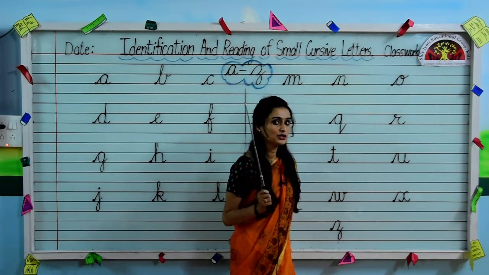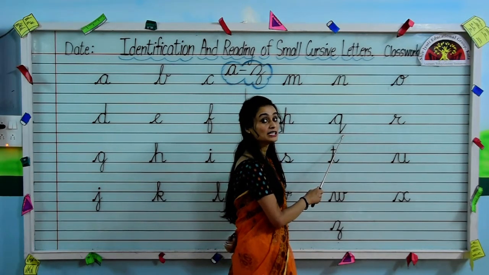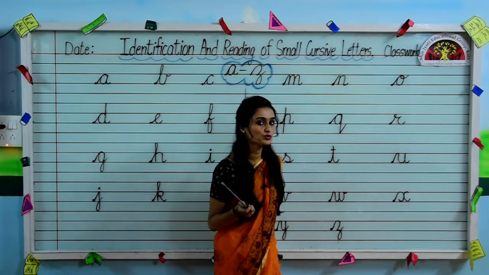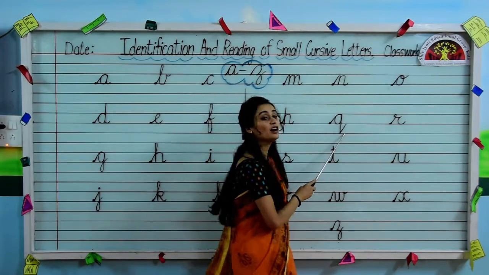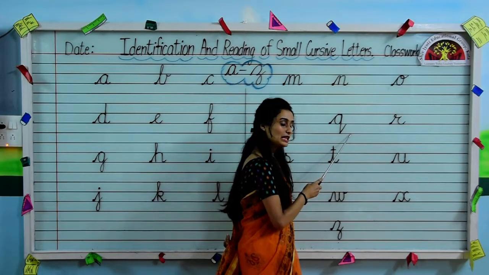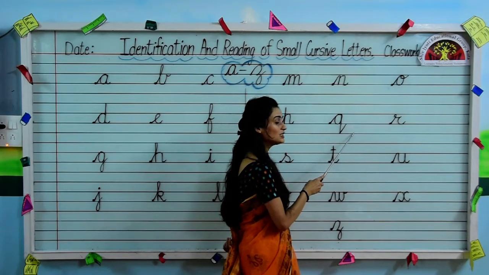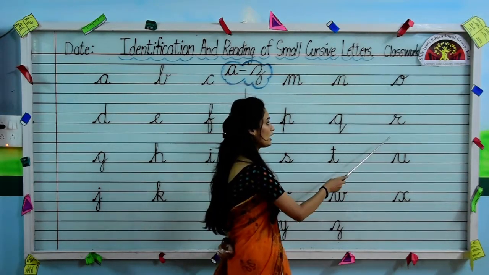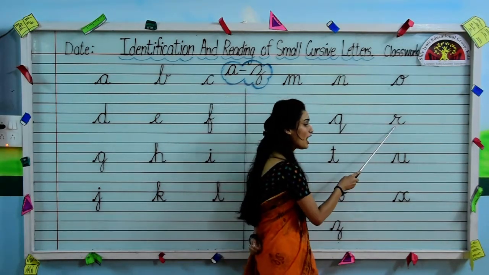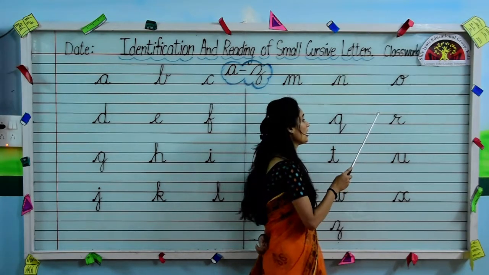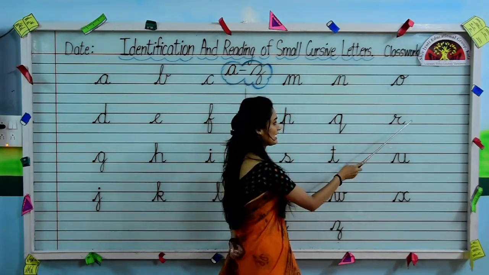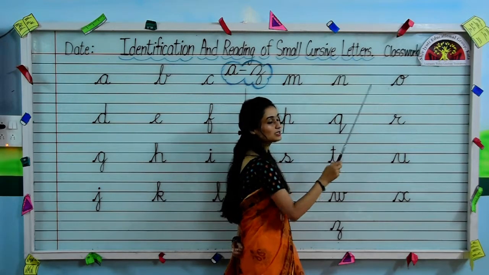Which is this letter? You have to identify this one now. Yes, this is Q. Small cursive letter Q. Q for queen. This is written between the second, third and the fourth line. Okay kids? Now tell me which is this letter? What comes after Q? The next one is R. R for rabbit. Very nice. This is written between the second and the third line.